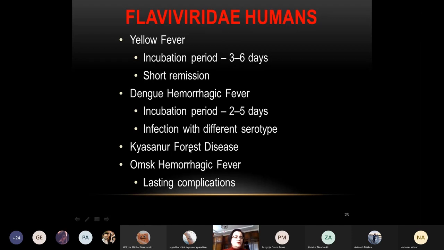Kyasanur forest virus in humans is characterized by fever, headache, myalgia, cough, bradycardia, dehydration, hypotension, gastrointestinal symptoms, and hemorrhages. Recovery is generally uncomplicated with no lasting sequelae. Omsk hemorrhagic fever virus has a similar presentation to Kyasanur forest virus. However, hearing loss, hair loss, and neuropsychiatric complaints are commonly reported following recovery.